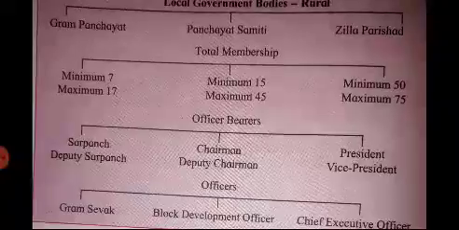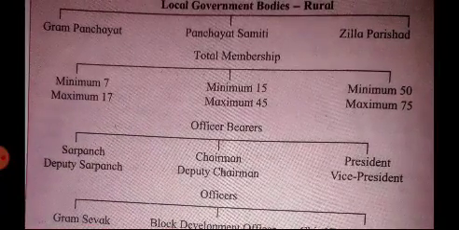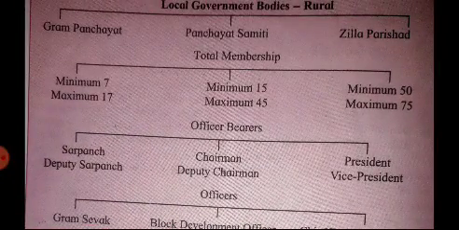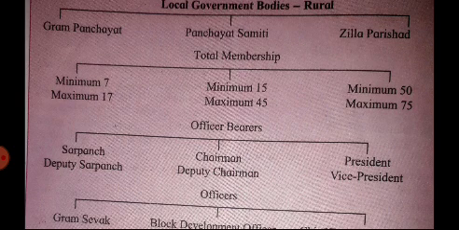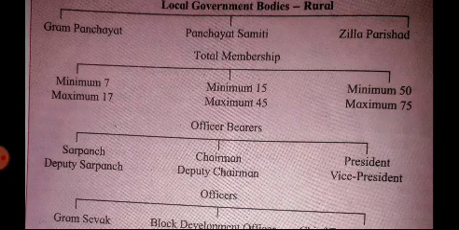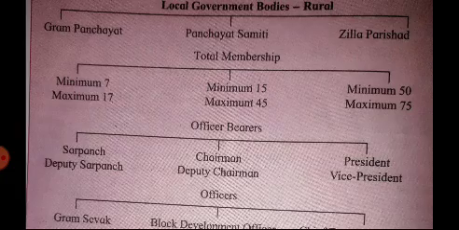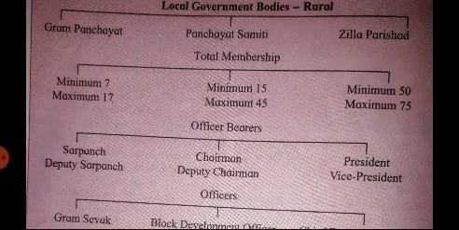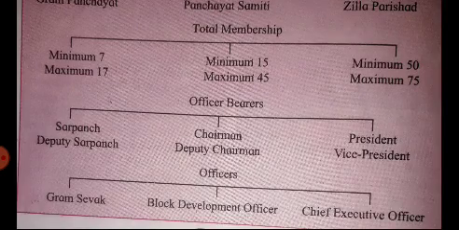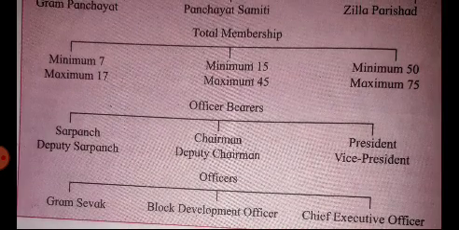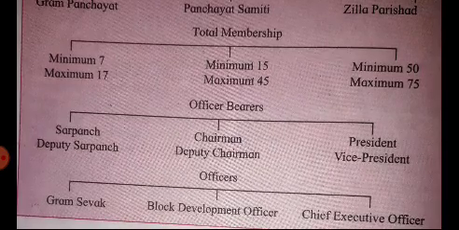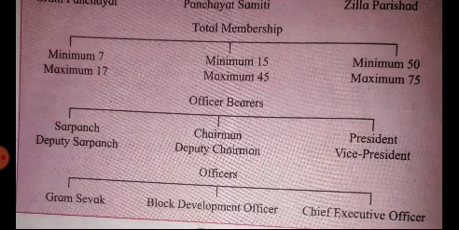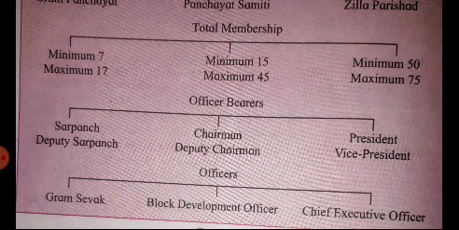Next, local government bodies, just see rural: Panchayat Samiti, Gram Panchayat, and then ZP. Total membership: minimum 15, maximum 45. Here, minimum 7 and maximum 17. Minimum 50 and maximum 75. Office bearers: chairman, sarpanch, deputy sarpanch, chairman, deputy chairman, president, vice president. Who are the officers? Gram Sevak, block development officer, as well as CEO, chief executive officer.